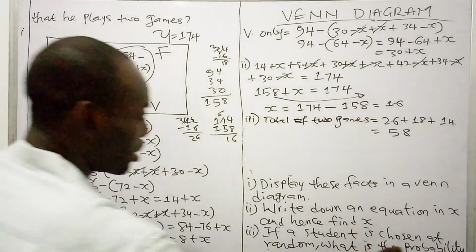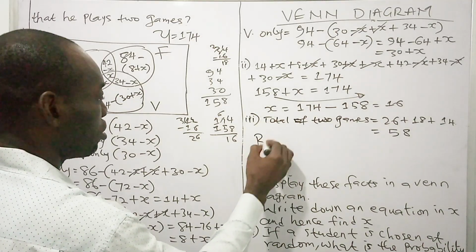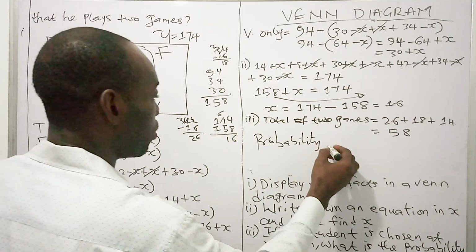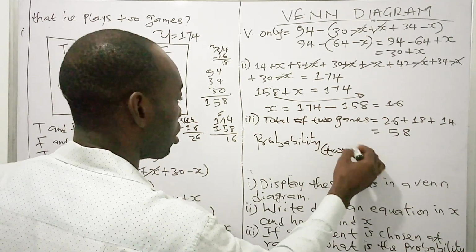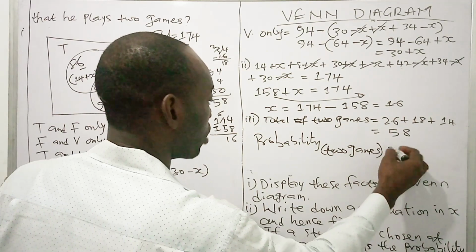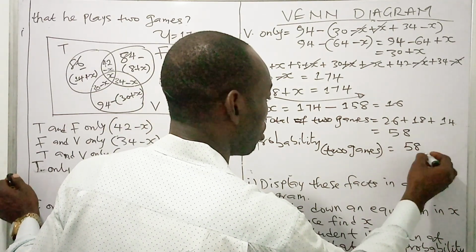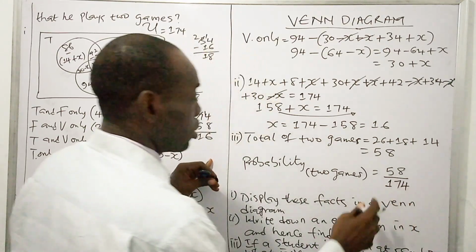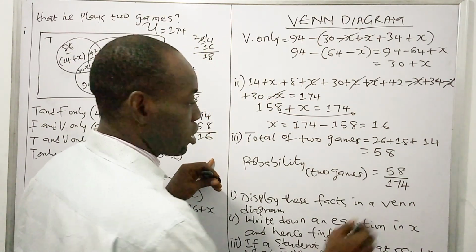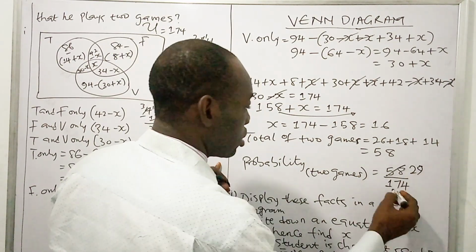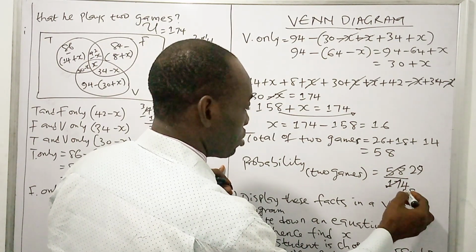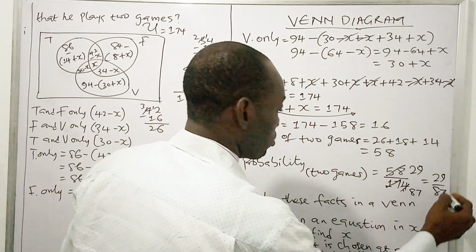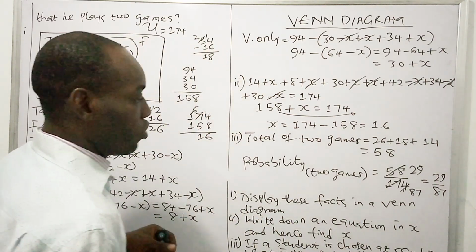So to get the probability of those that play 2 games, the probability will be the total we have here, which is 58, over the total number of students, which is 174. Then taking it down to its lowest terms, dividing by 2 here gives us 29, and 174 divided by 2 is 87, so that gives us 29 over 87 as the probability of students that play 2 games.